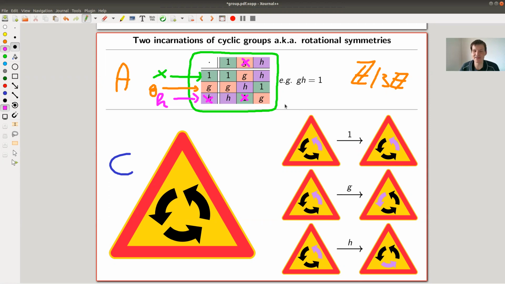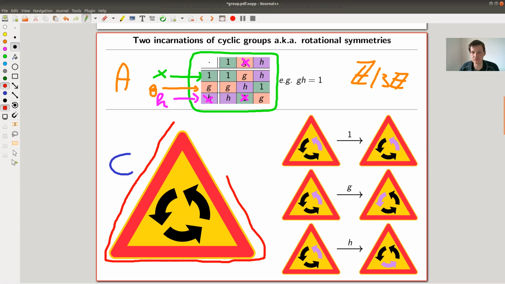But explicitly, it's given as follows. So I take a certain geometric object. I took here a street sign. And this street sign, if you just look at it, seems to have a symmetry, right? There's a certain symmetry in the street sign. And I claim that this is a rotational symmetry given by the group Z mod 3, the group here above. So this cyclic group with three elements.